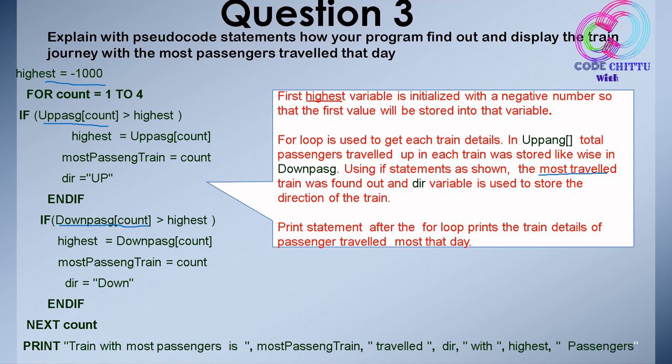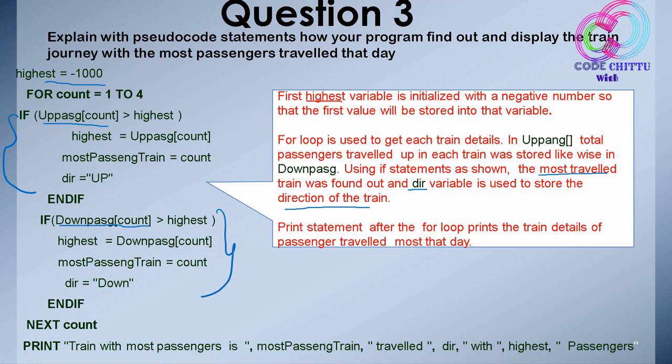Actually the train with the most passengers was found out. And the dir variable is used to store the direction of the train. So here you have to see this if statement, right? This if statement is fully used for up passenger, and this if statement is to find the down passenger.